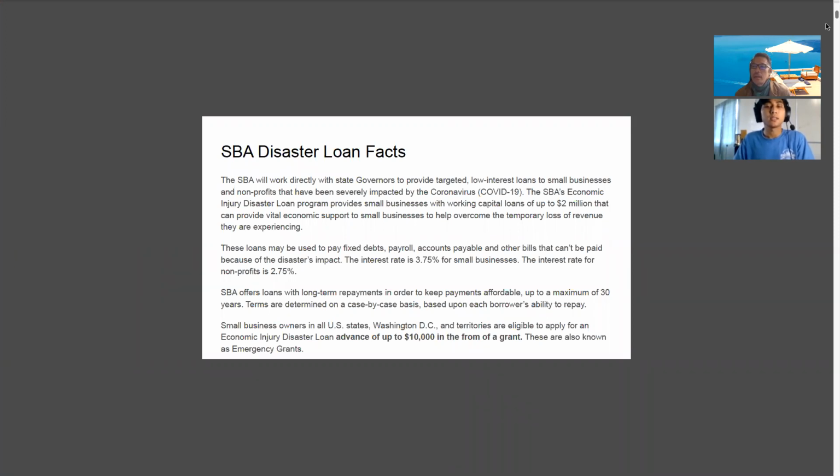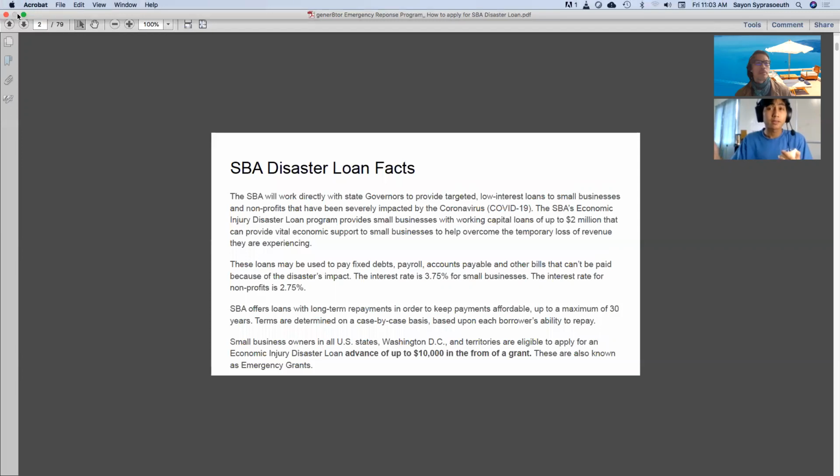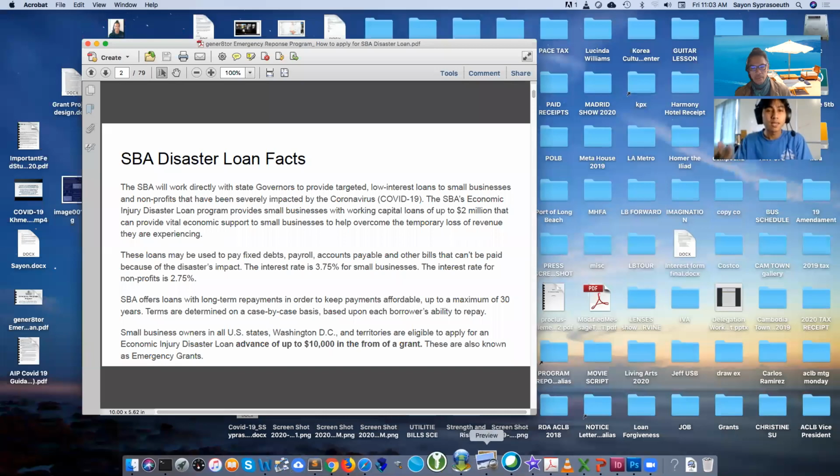The interest rate for businesses is 3.75%. For nonprofits, it's going to be lower, at 2.75%. The maximum that you can receive from the loan is $2 million, case by case, depending if you're larger than most. But the cool thing about this is that the loan terms are quite extended, to a maximum of 30 years. So that's quite nice. That kind of alleviates the ability to pay things back.